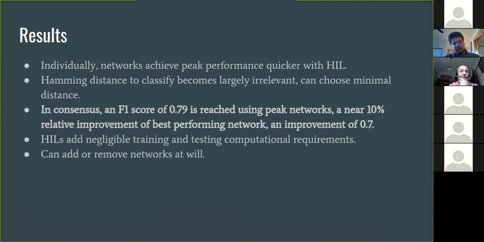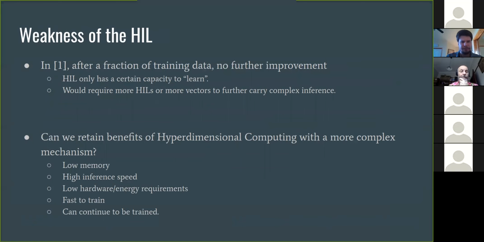But you have all this flexibility here. I can add or remove these networks at will. I can add more training examples. But again, you reach a sort of peak of what the hyperdimensional inference layer can do on its own, as we saw in the previous example. So there's a sort of weakness going on here. And the weakness is that the hyperdimensional inference layer only has a certain capacity to learn. And we are interested in improving that.